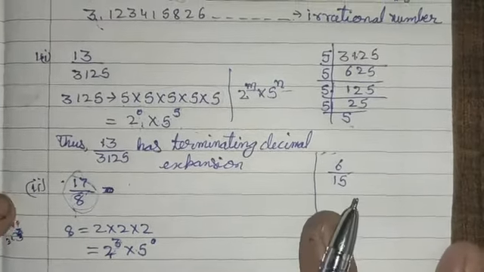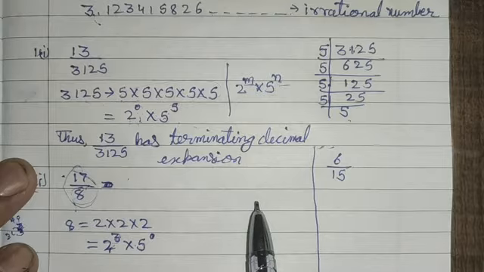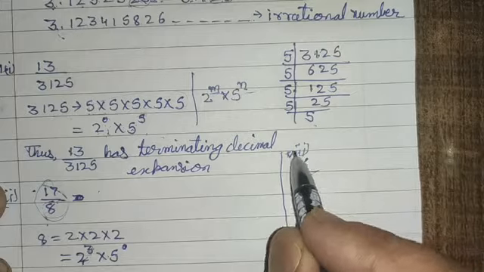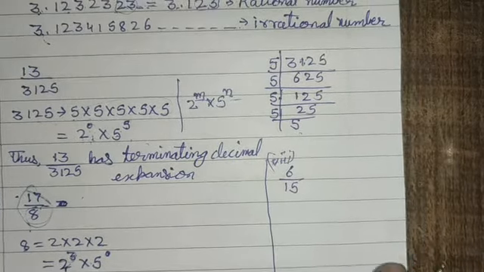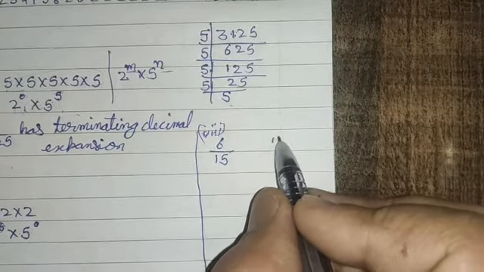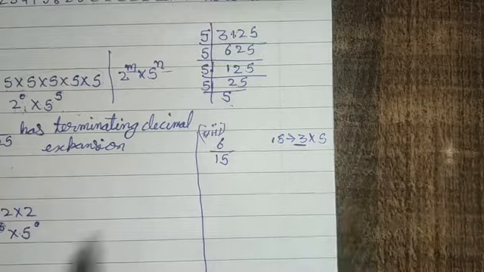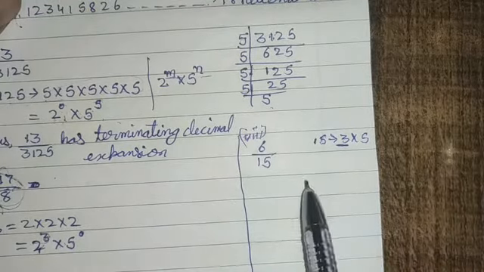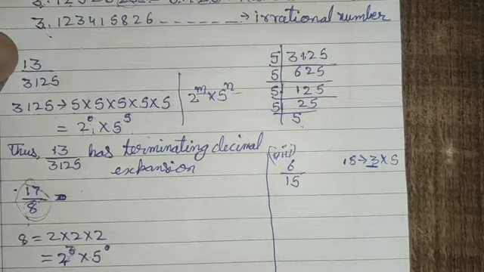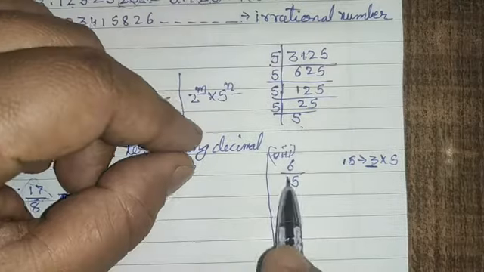Now see here, there is another question. This is part 8. Now 6/15, what can you say about it? We can say that the prime factors of 15 are 3 into 5, and except 5 its prime factors also contain 3, so we can say that it is non-terminating. But it is not so in this case.